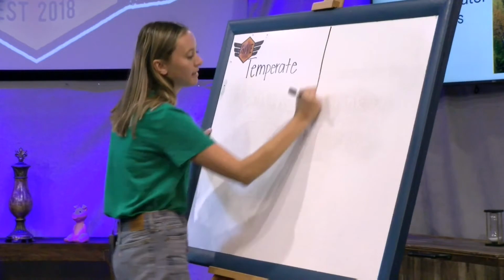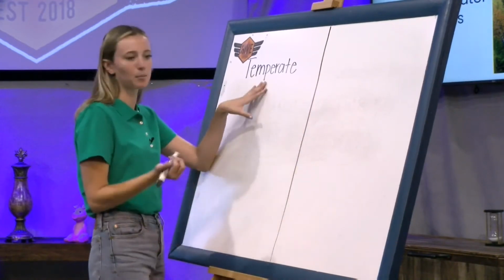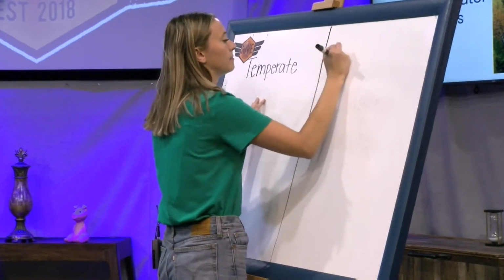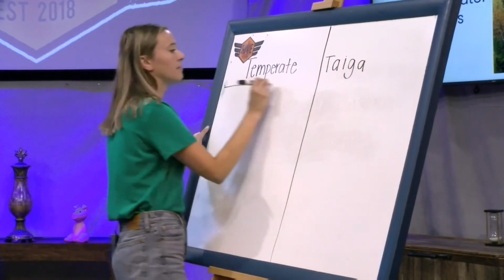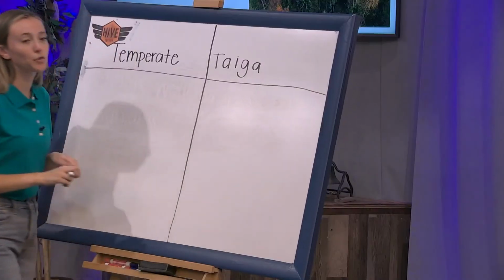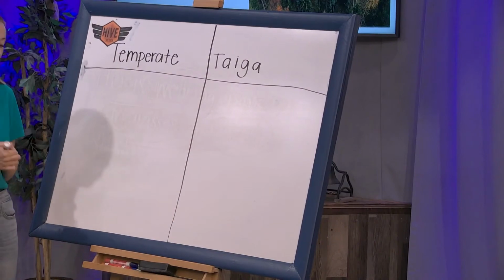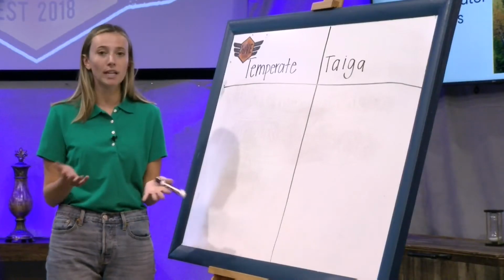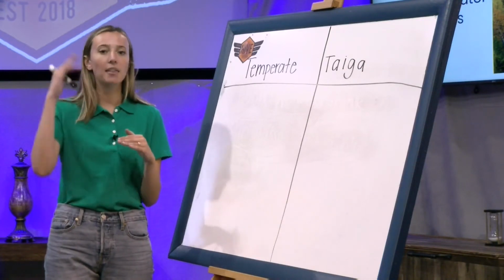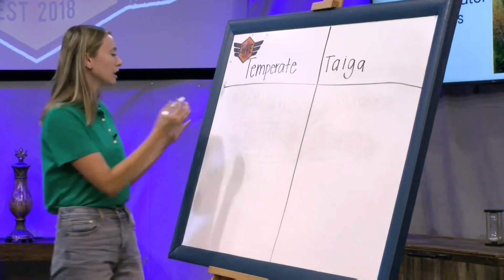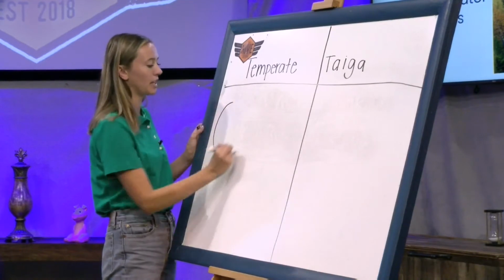I'm going to draw a line, and that temperate means temperate forest, and taiga. Okay. All right, so first we're going to talk about temperate forests. Now temperate forests are located halfway between the equator and the poles. So I'm just going to kind of draw a picture of that just so you get an idea.